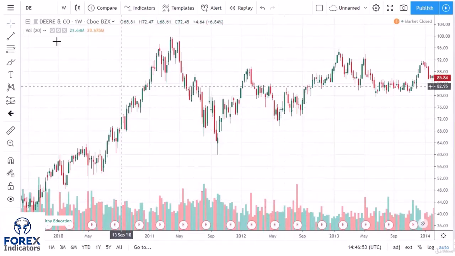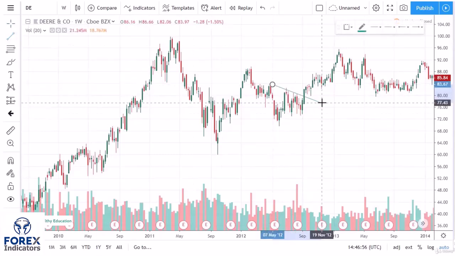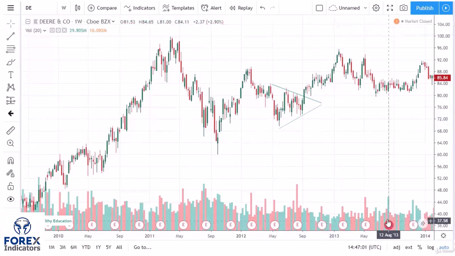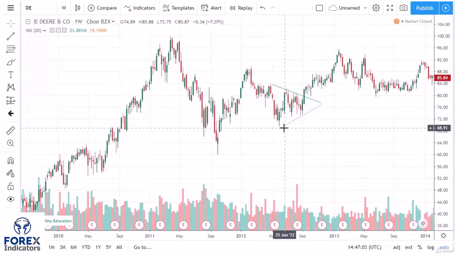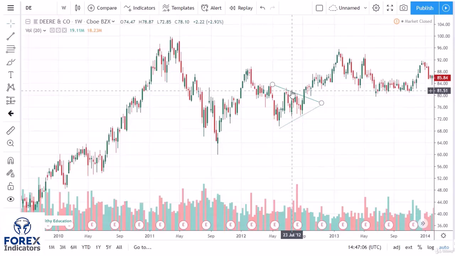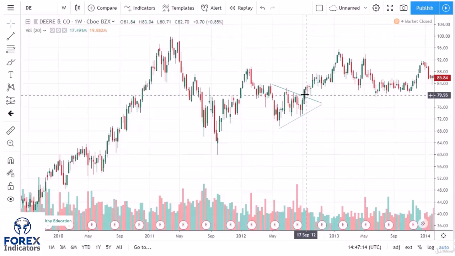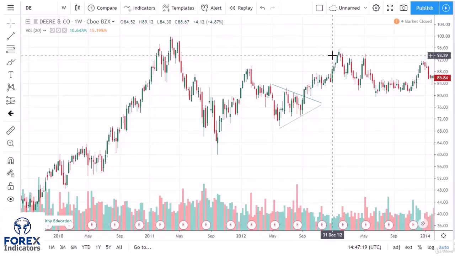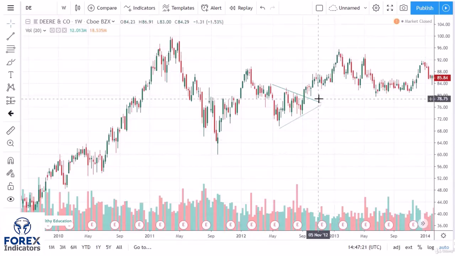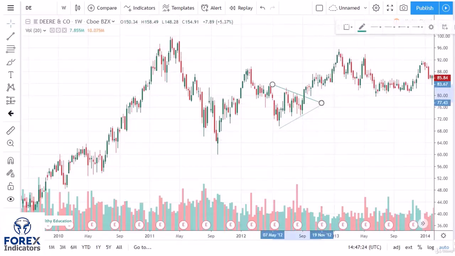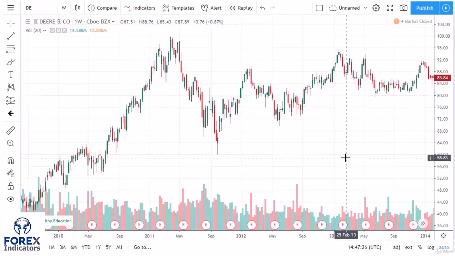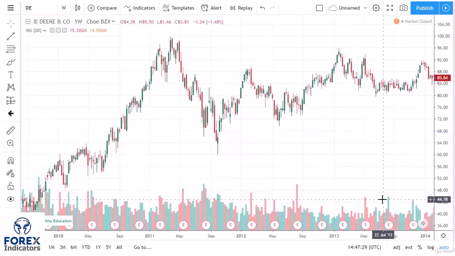And finally, we have the symmetrical triangle. As you can see on Deere here on the weekly chart, there's a trend line there, and there's a trend line there. We break out above there. We're looking for, well, let's just call it $13. So $13 from the breakout of 80, I should say, is 93. And you see we did, in fact, fulfill that target. You'll see this time and time again. Triangles are by far probably one of the most commonly traded patterns.